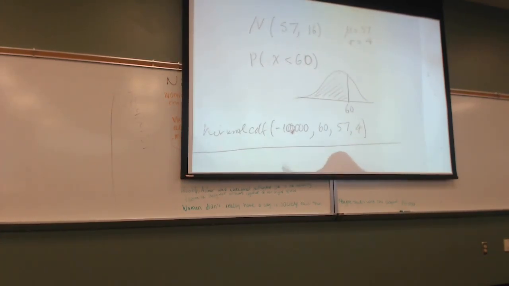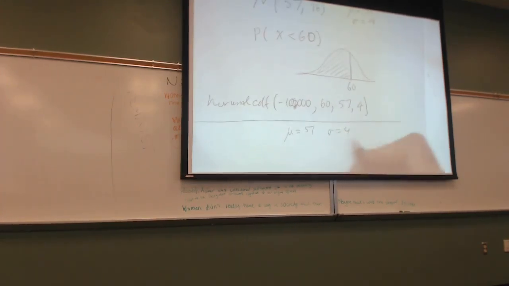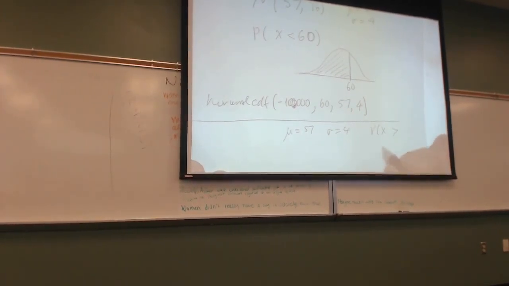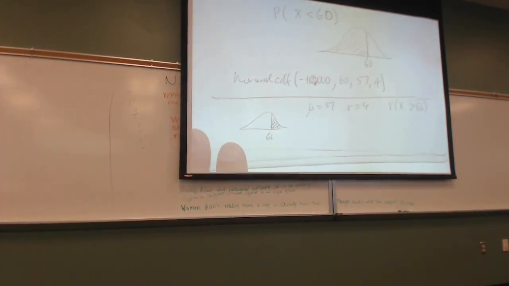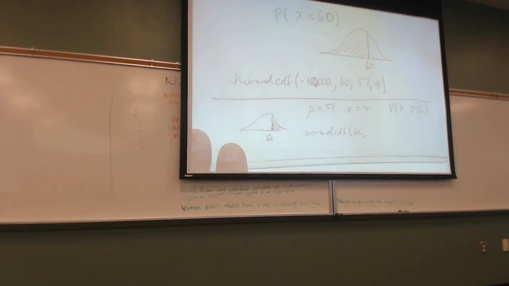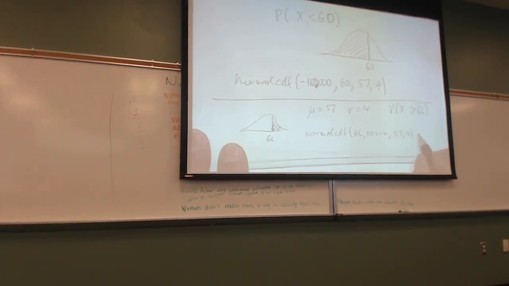What if I have the same mean 57, standard deviation 4, and I want probability of x being greater than, say, 66? In this case, I want this area, right? So here I'll write normal CDF. The lower limit should be 66. Upper limit is actually positive infinity, but since I cannot write positive infinity, I'll just write a very large number, say 10,000. Then the mean, then the standard deviation, and what do you get? 0.0122. So this is much faster than using the table because you don't have to standardize, etc., etc.